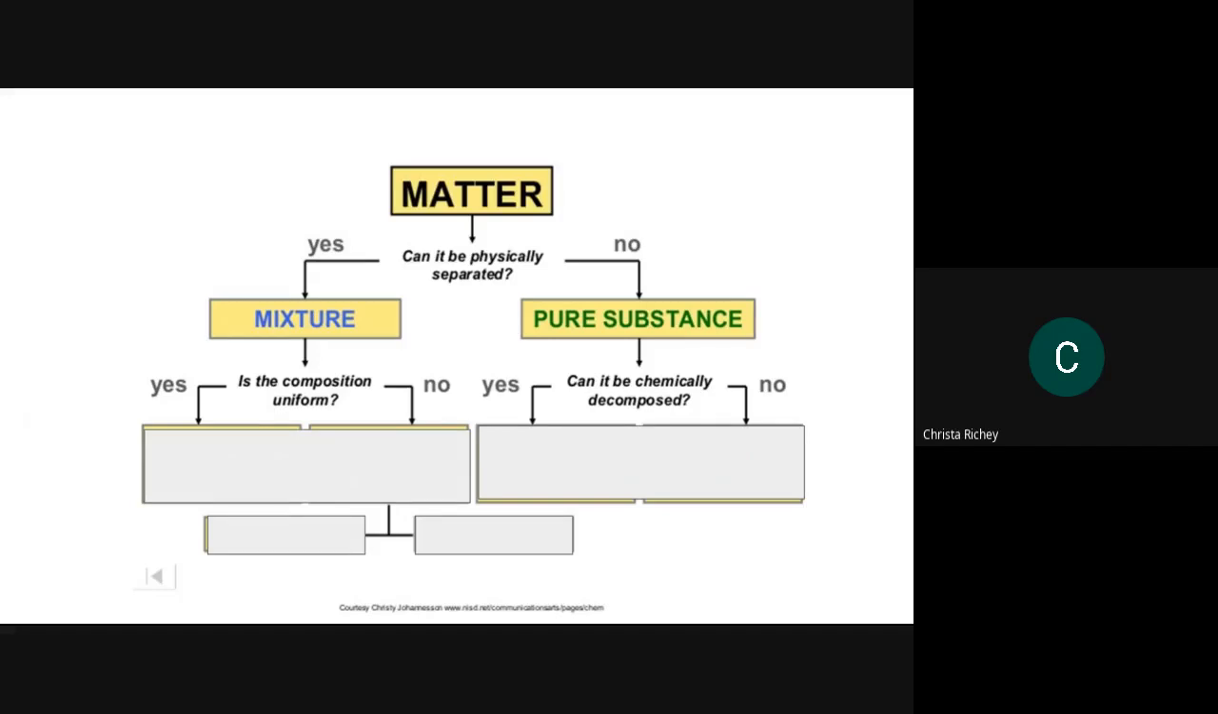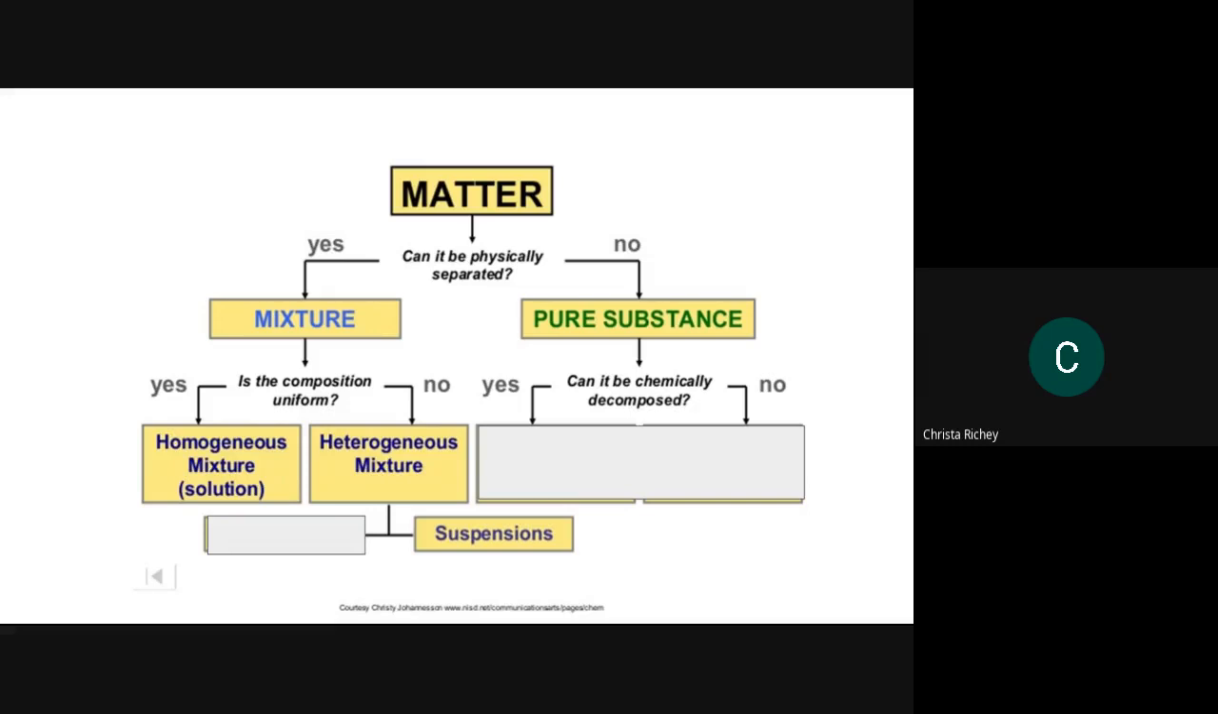All right, so matter has two major categories. If it can be physically separated, then it's a mixture. Okay, we're going to do the mixture first. You've got homogeneous and heterogeneous. These are things that can be physically separated. Now, on the other side, if they can't be physically separated, then that's a pure substance. Oh, okay, I went out of turn. I was supposed to finish that. I'll get to that second.